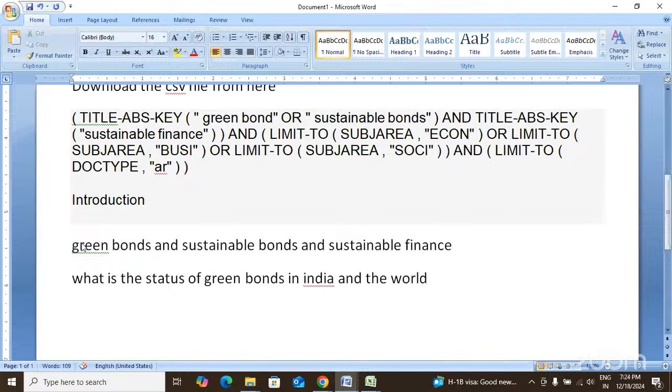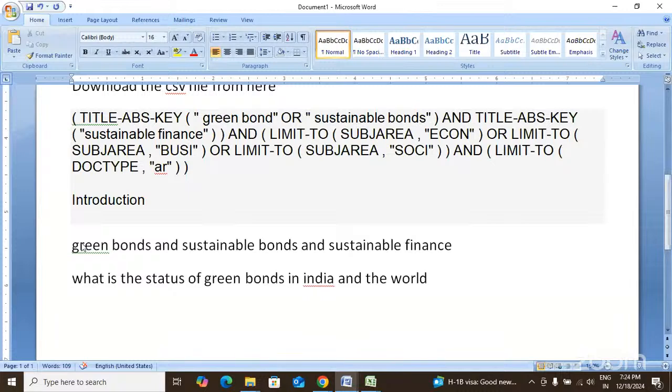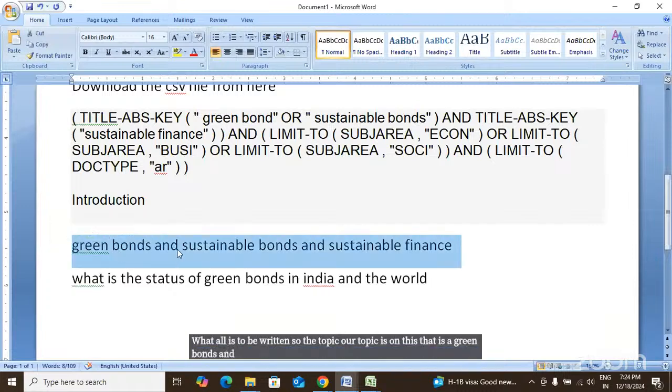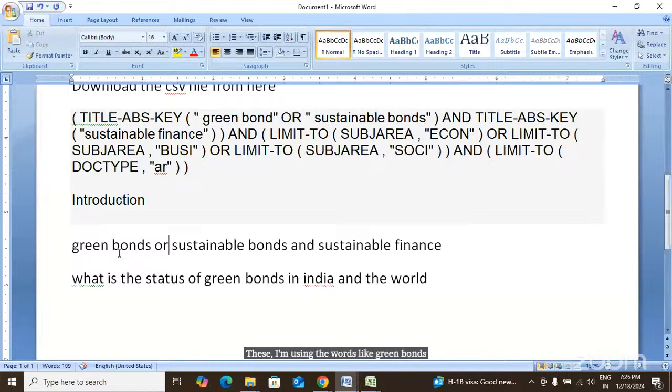Let me repeat this again. What I'm trying to tell you is how to write the introduction part. Our topic is green bonds or sustainable bonds. I'm using words like green bonds, but either the paper should have the word green bonds or sustainable bonds, and it must include the word sustainable finance.